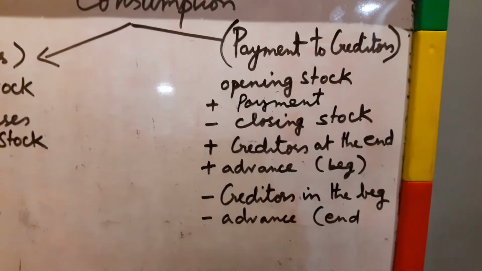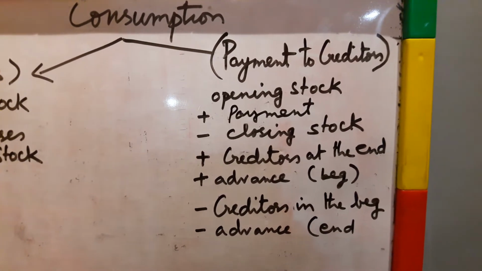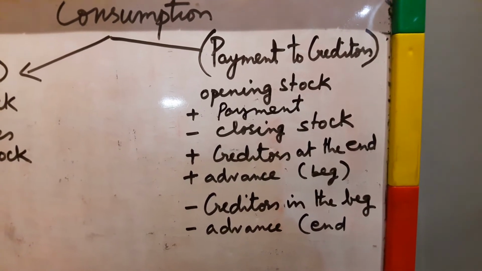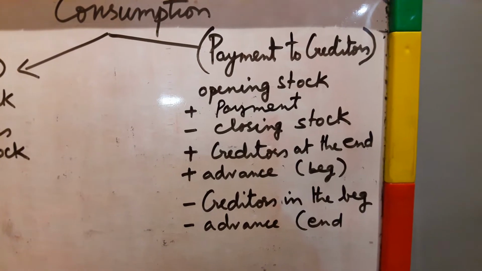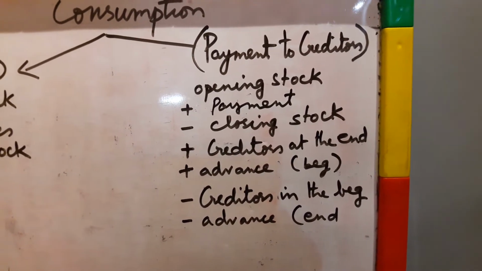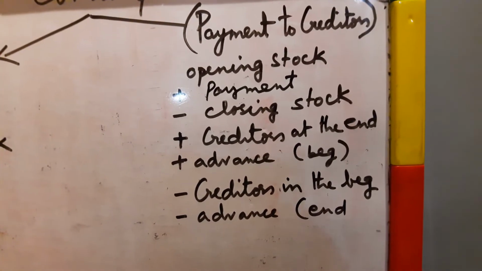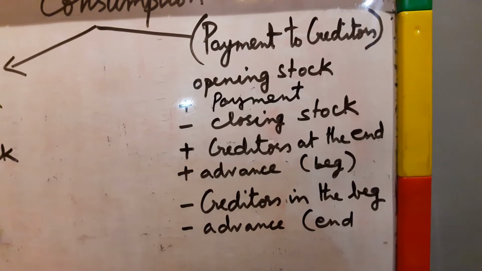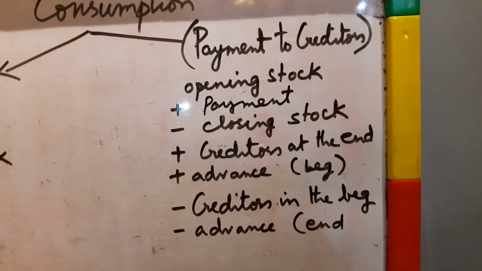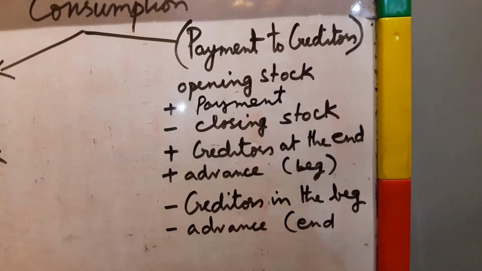But if payment to creditors is given, purchases are not given, so you will start with the formula as usual, opening stock plus payment minus closing stock. Then we will add creditors at the end and advance to the creditors in the beginning. Creditors in the beginning will be subtracted and advance at the end also will be subtracted.